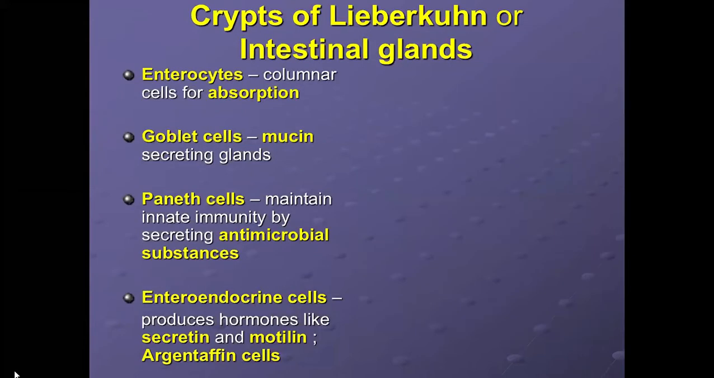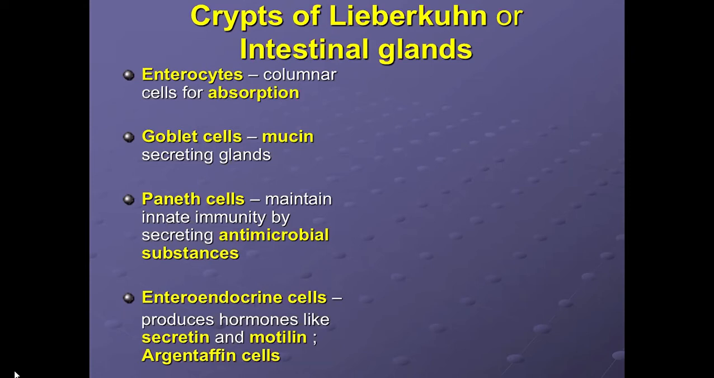Now, the crypts of Lieberkühn or intestinal glands. The enterocytes you see are columnar cells for absorption. The goblet cells secrete mucin. And then you have your Paneth cells. These maintain innate immunity, innate, meaning from the time we are born, by secreting antimicrobial substances. And then you have the enteroendocrine cells, which produce hormones like secretin and motilin, argentaffin cells.